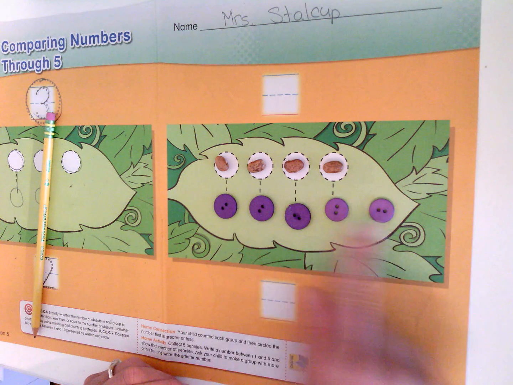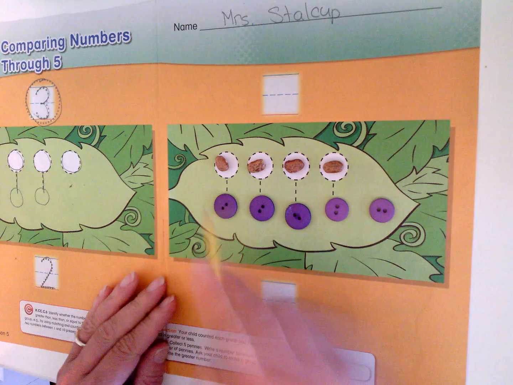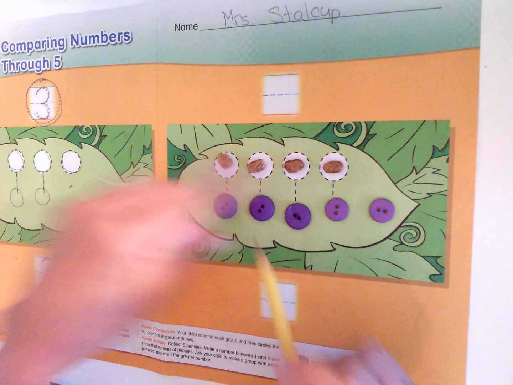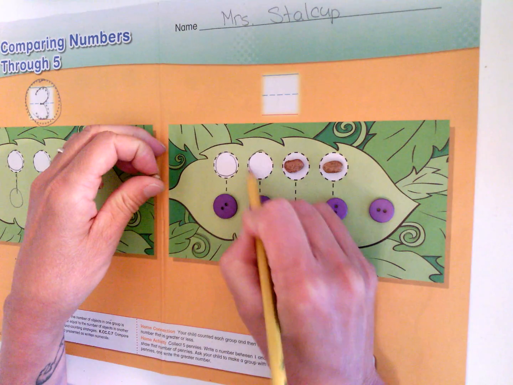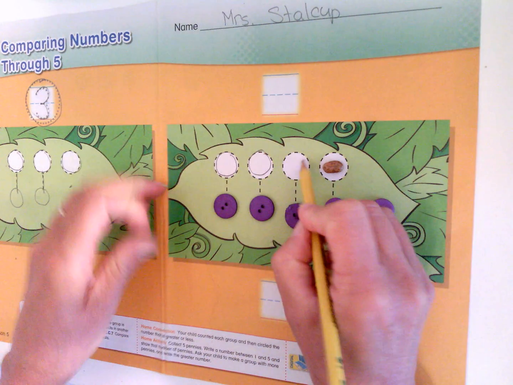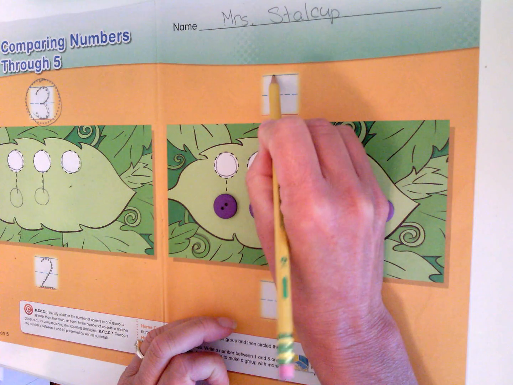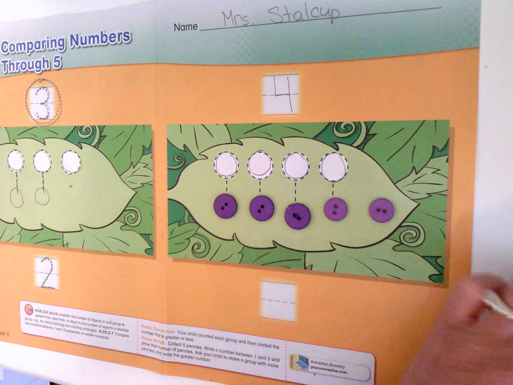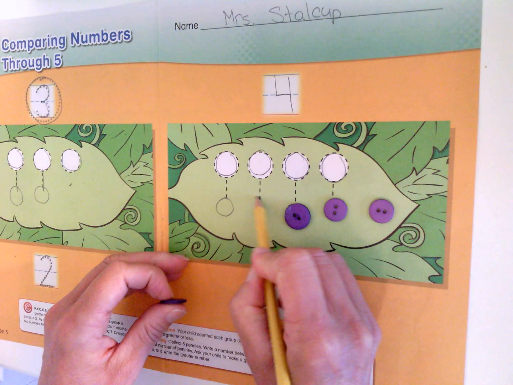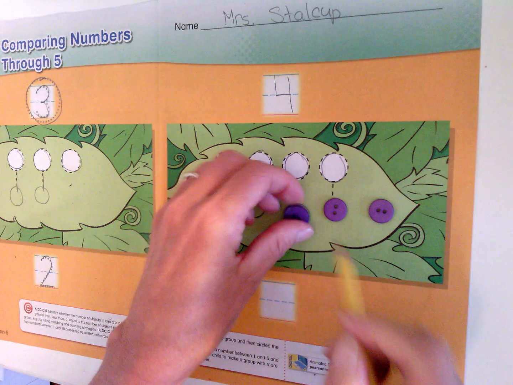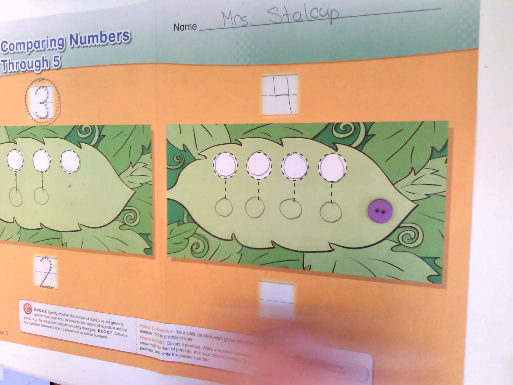All right, now let's record our numbers, and we'll circle the greatest number. So let's start with the beans. 1, we're drawing. 2, 3, 4, and we'll write a 4 on the top. And we'll record the buttons. We have 5. 1, 2, I'm drawing a circle and taking a button off every time. 3, 4, 5. And I will record the number 5.